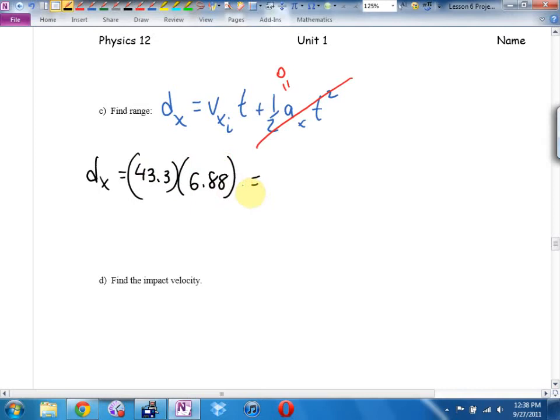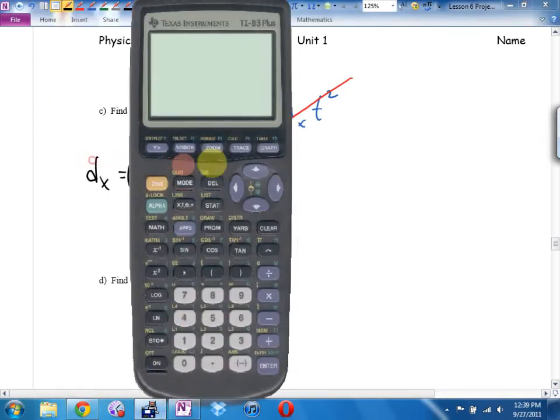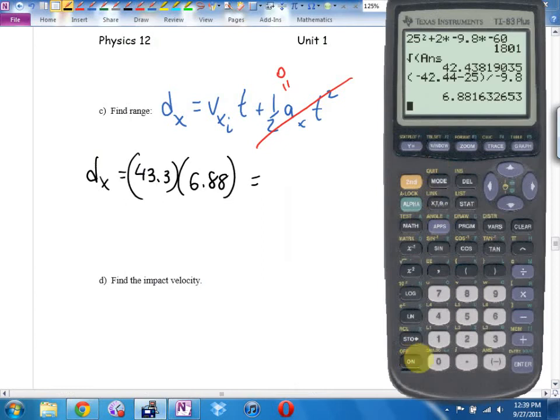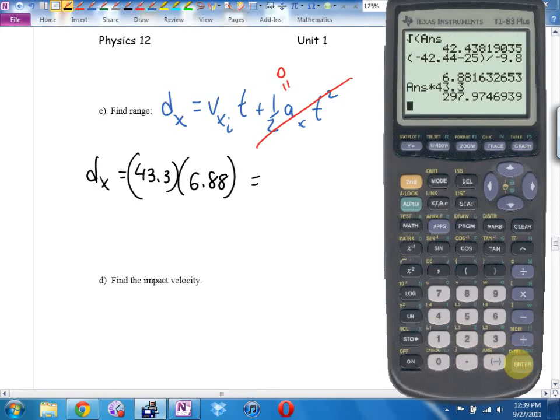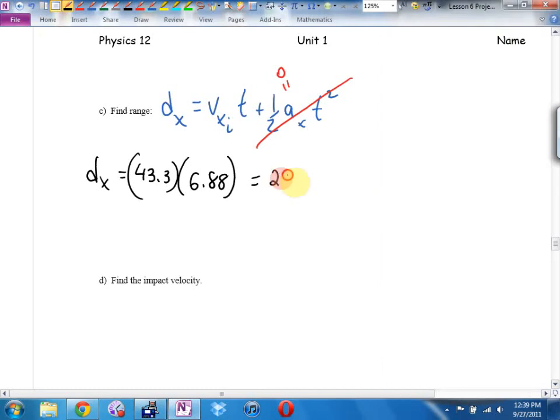That one, hopefully, you can get on your calculator. Times 43.3. Hey, I got the 6.88 stored on my calculator. That's convenient. 298, oh, 3 sig figs, 298 meters.